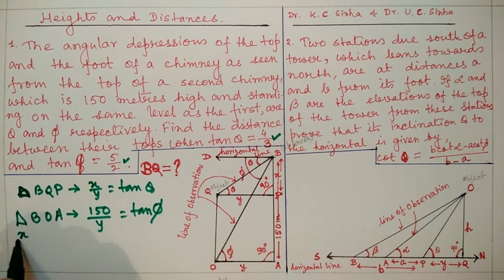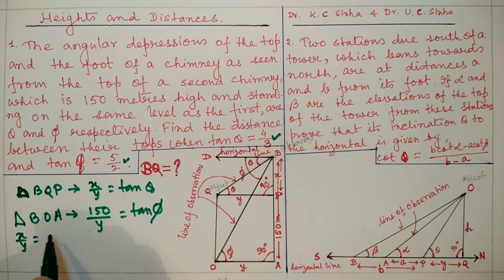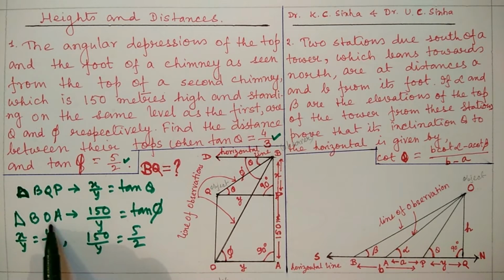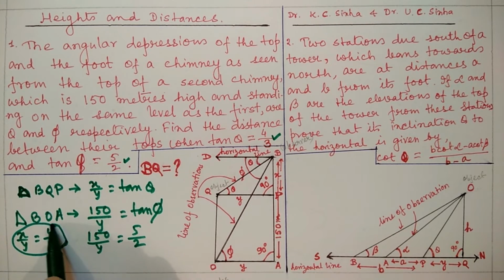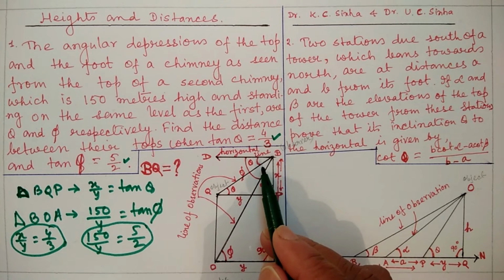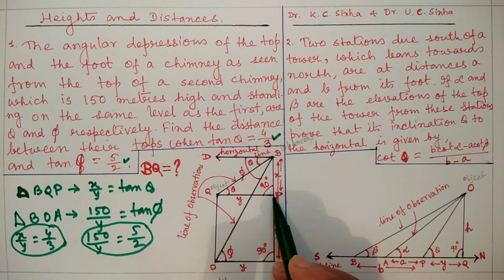So we will get x by y is equal to 4 by 3, and we will get 150 by y is equal to 5 by 2. From these two equations, friends, we will get x and y. We will solve and we will get x and y. After getting x and y, we will again consider the right angle triangle BQP.